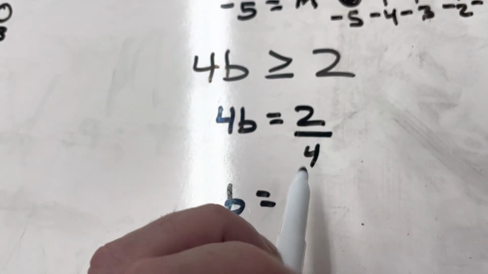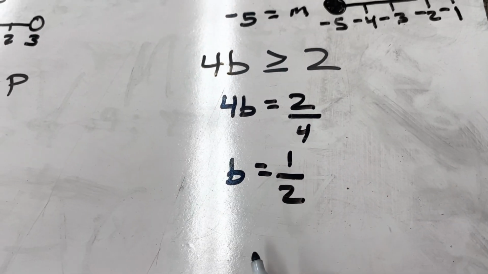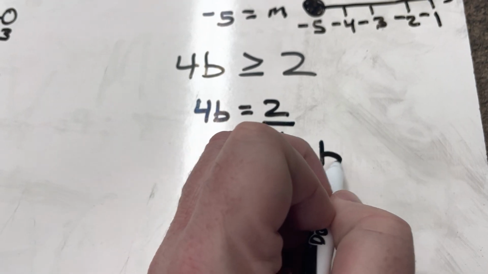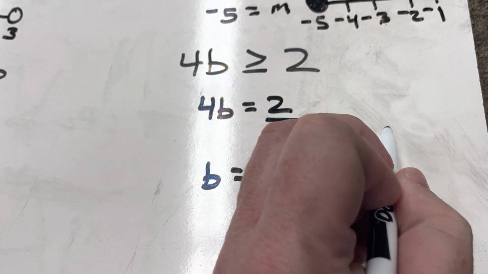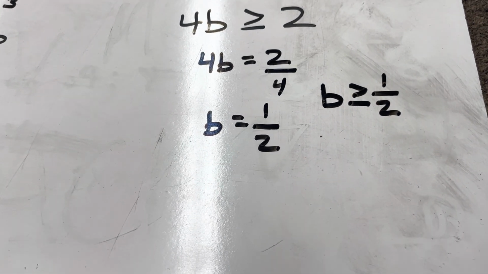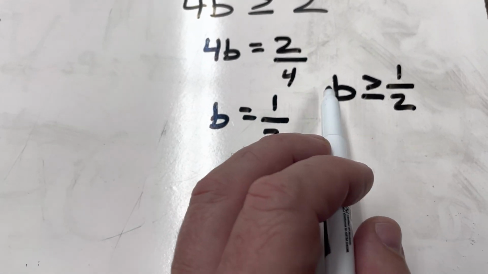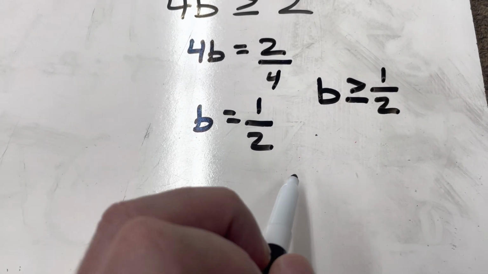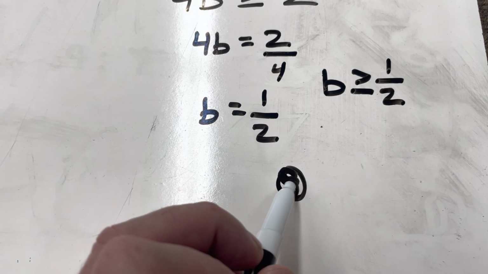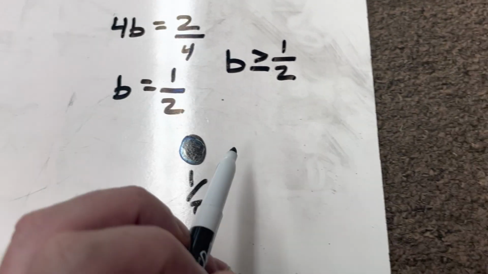I simplify 2 over 4, it becomes 1/2. b equals 1/2. All right, so I know now I have b is greater than or equal to 1/2. Which means for my inequality, b is on the bigger side, so it's going to be moving right. It's going to be a shaded circle because b can equal 1/2. So I'm going to shade it. It's going to start at 1/2.